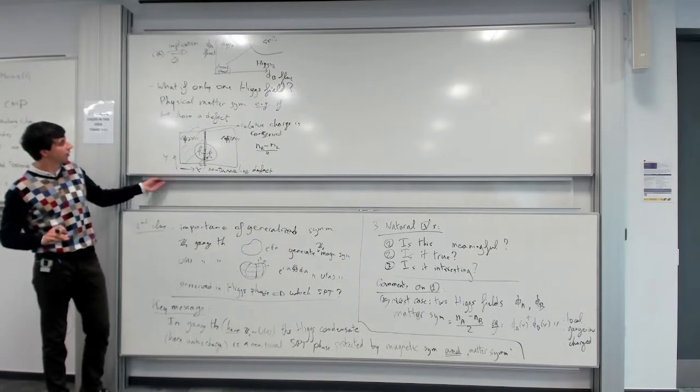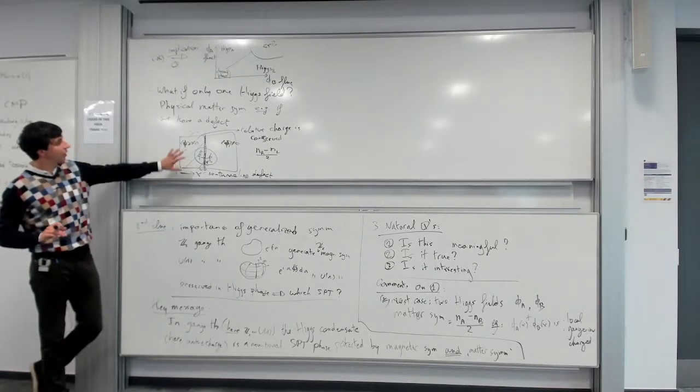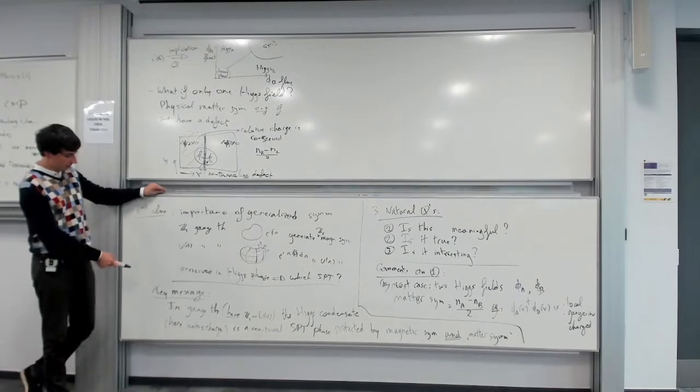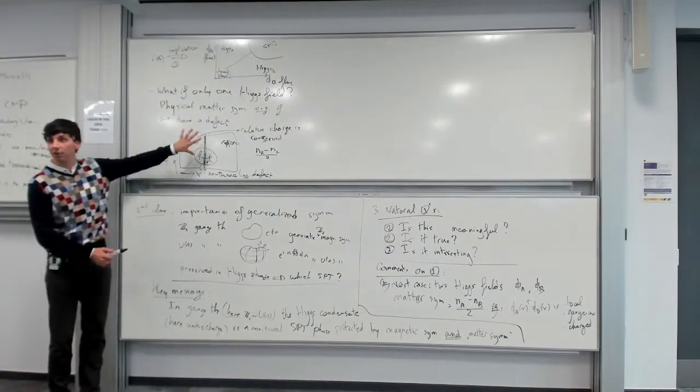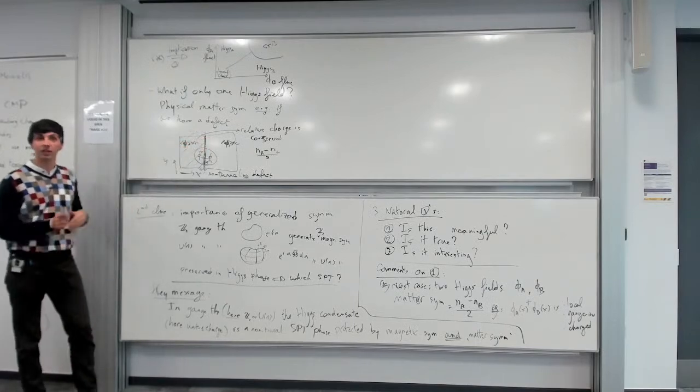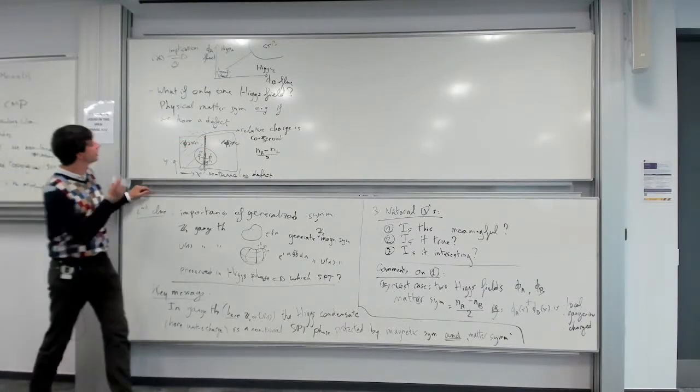Yeah. Cool. Okay, good. So now you have physical matter symmetry, and again, the claim is the magnetic symmetry together with this physical symmetry protects a non-trivial SPT phase. And what is the consequence?